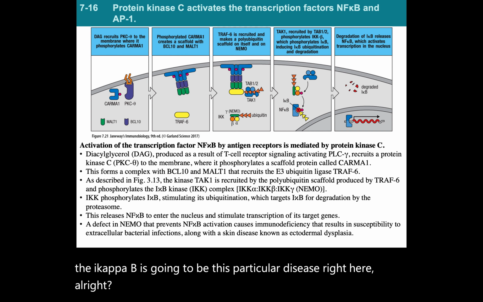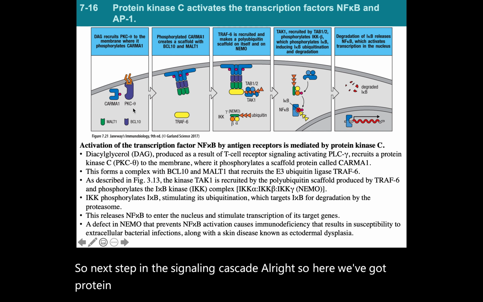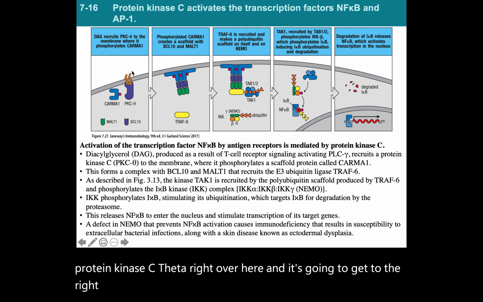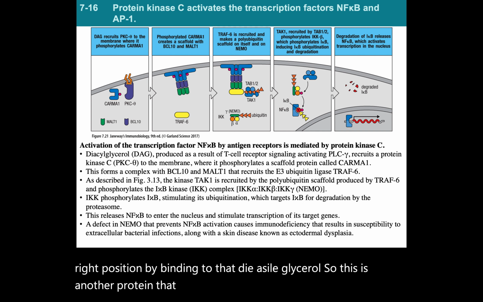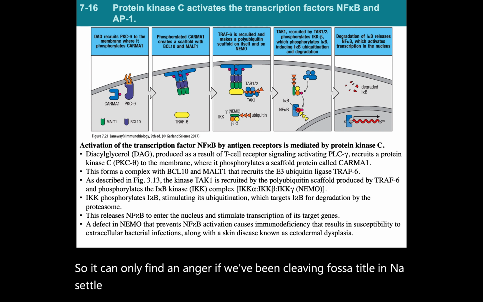All right, so next step in the signaling cascade. Here we've got protein kinase C theta right over here, and it's going to get to the right position by binding to that diacylglycerol. So this is another protein that is going to anchor down on the diacylglycerol. And so it can only find an anchor if we've been cleaving phosphatidylinositol with PLC gamma.